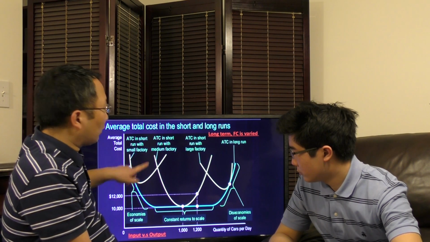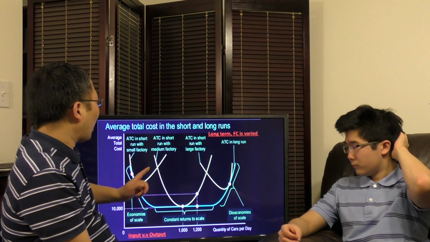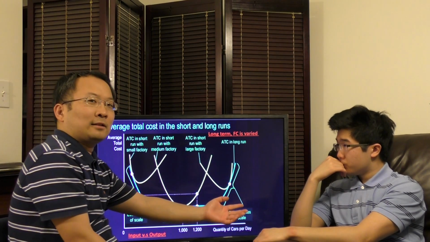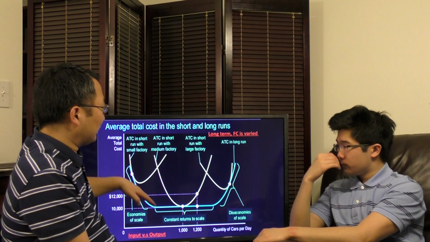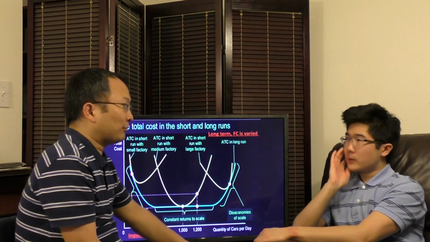We have a short-run ATC, and our long-run ATC is the combination of the lowest points of the short-run ATC. But as Ray just mentioned, the story cannot always go this positively. When our output goes higher, what happens?